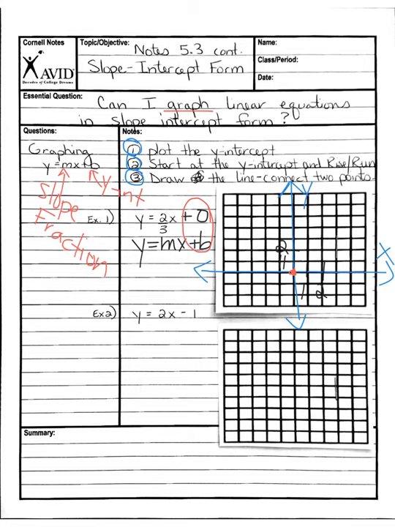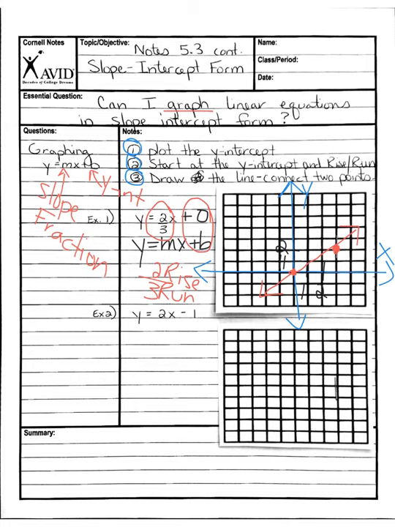So I plotted my 0. That was step 1. Step 2 says we're going to start at that point. That red dot I plotted, that's where I'm going to start. And we are going to rise and run. Let's take a look at our slope. My slope is 2 divided by 3. So we are going to rise 2 from that red dot, and we are going to run 3 and place a dot. So we're going to rise 2, run 3. We're going to place a dot, and we connect. And that's it. That is how you graph equations that are in slope-intercept form.